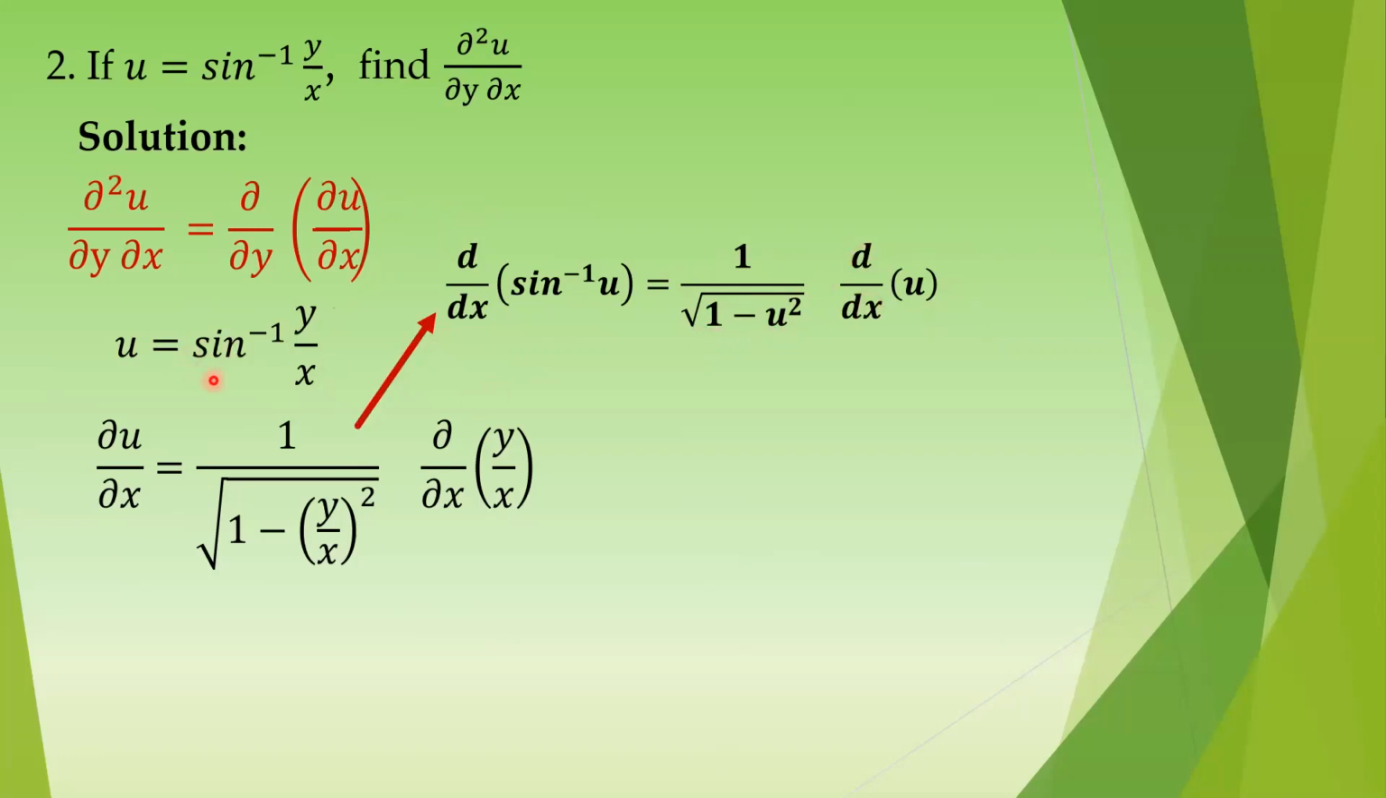Kaya dito, meron ka arcsine of u. So, ang u mo ay y over x. So, applying this formula, we have 1 over square root of 1 minus the quantity y over x squared, kasi u squared yan. Then, derivative of u. Kaya meron tayong partial derivative of y over x with respect to x. So, again, y is constant.